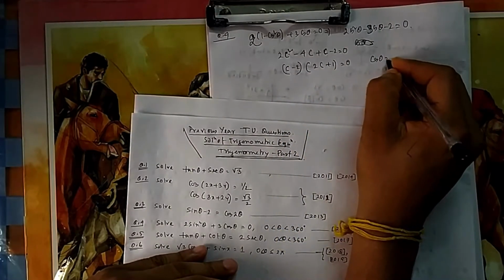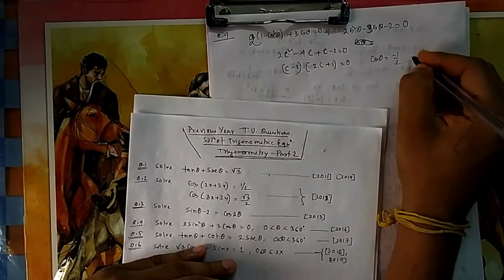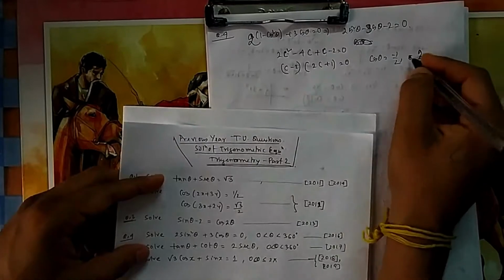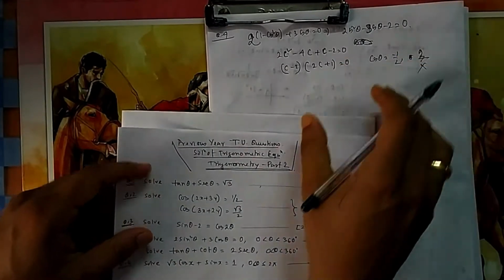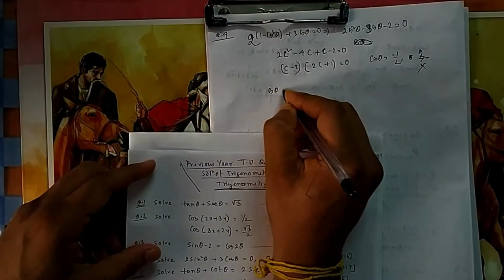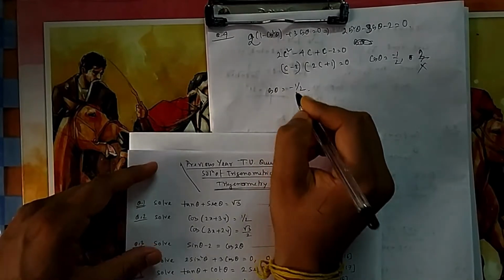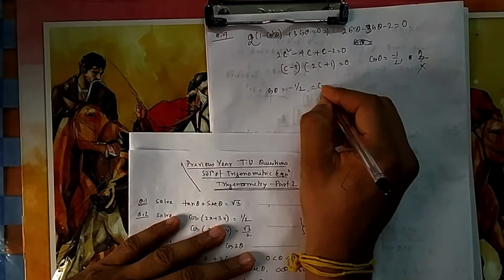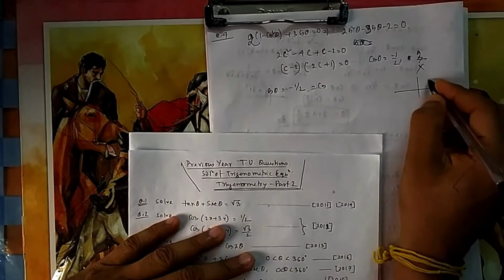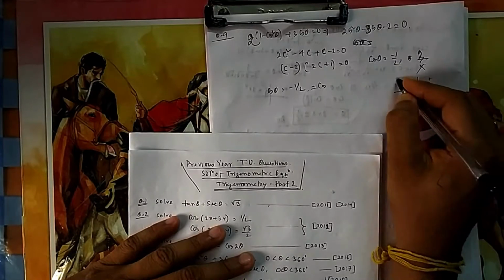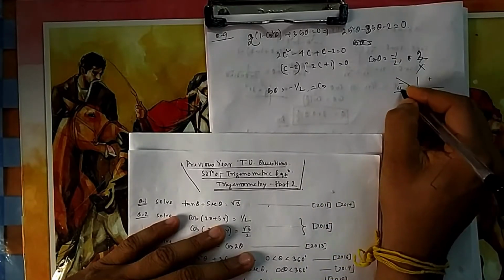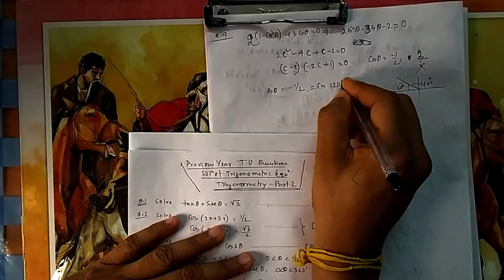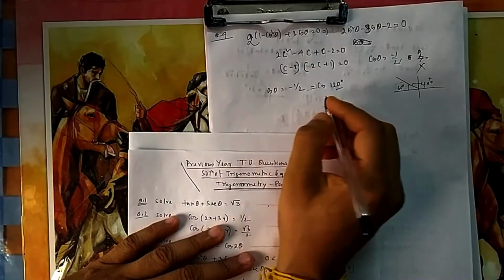So either cos theta will be equal to minus half, or cos theta equal to 2. But 2 cannot be, because cos theta is between minus 1 and 1. So your cos theta will be equal to minus half. What is the principal value we will take for minus half? Cos principal is in the 2nd quadrant. Cos half means 60 degree, so from here it is 120. So you can write cos theta is cos 120 degree.